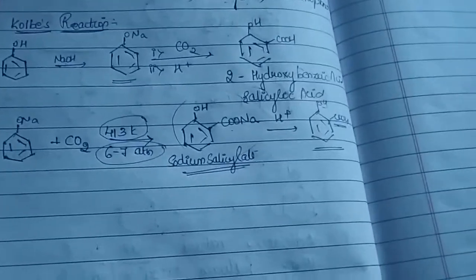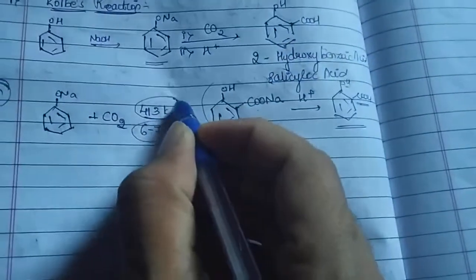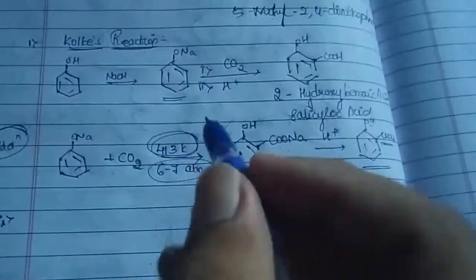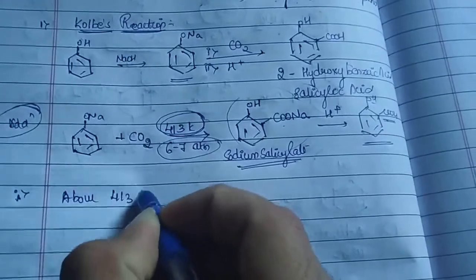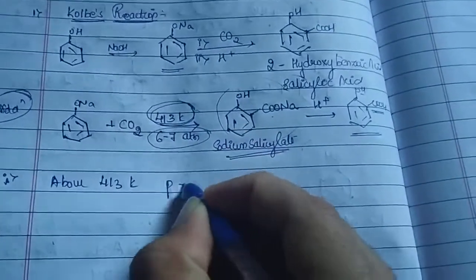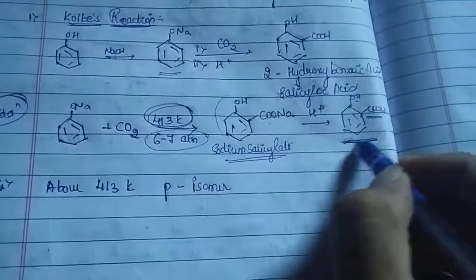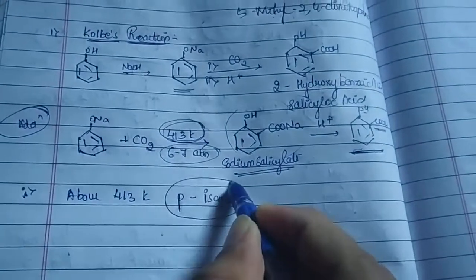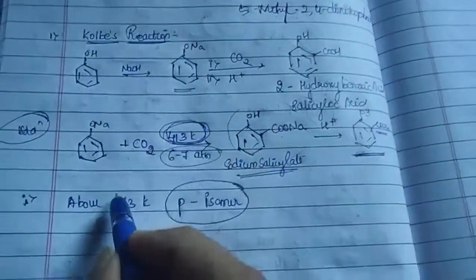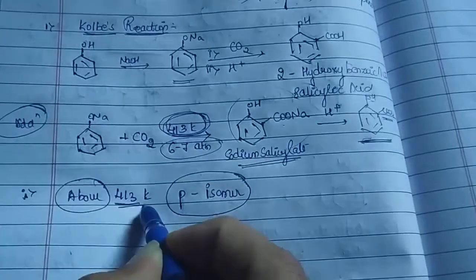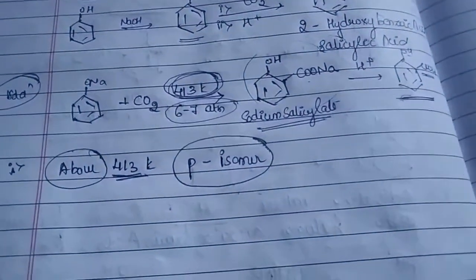In case you want to obtain the para position, this 413 Kelvin temperature is very important. If you maintain a temperature above 413 Kelvin, remember, we will get the para isomer instead of ortho. This is only possible when you are treating this above 413 Kelvin. Are you getting my point? This is the first additional information.